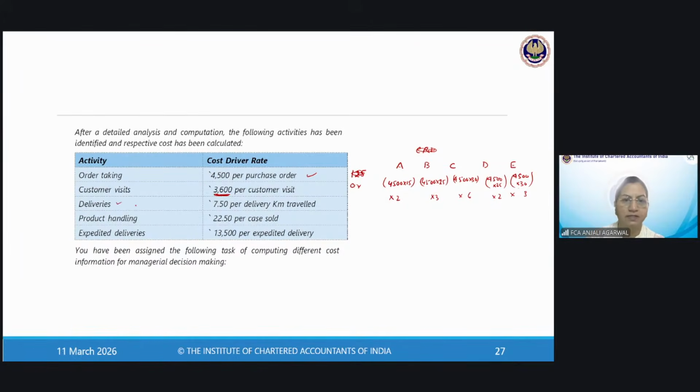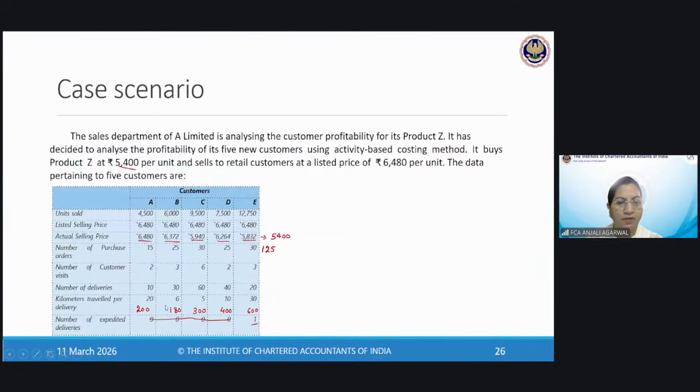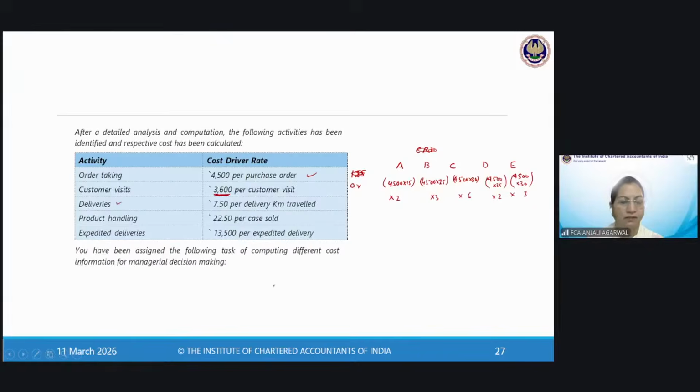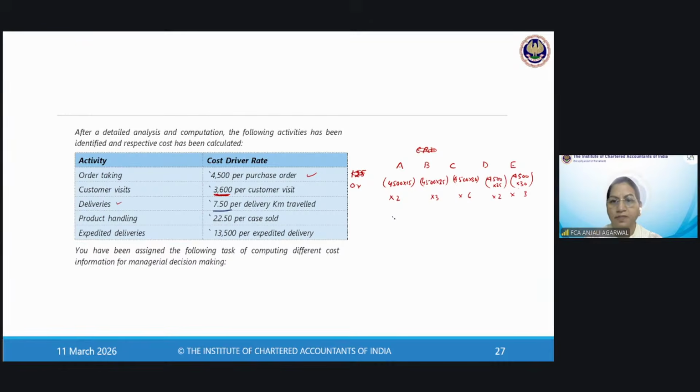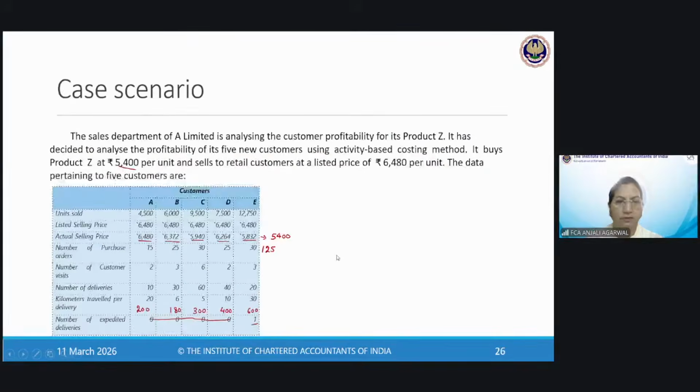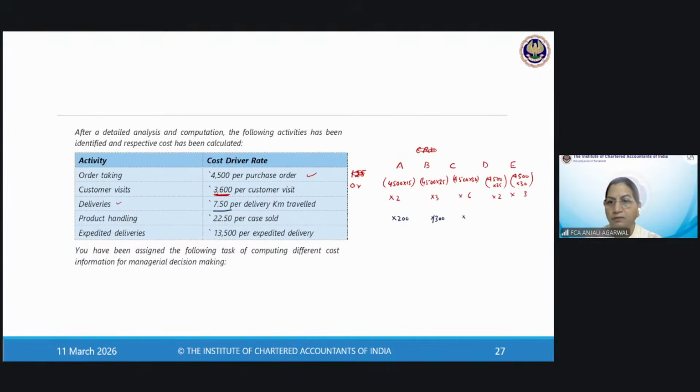Then next is deliveries, 750 per delivery kilometer traveled. So for this, 200, 180, 300, 400, 600. This into 200, 180, sorry, 300, 400, and 600.